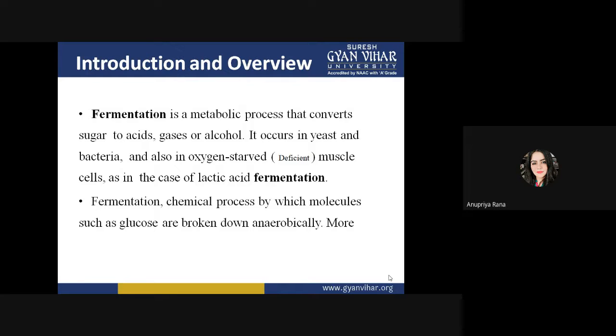Basically, we see the location of the fermentation process. This process can happen inside microorganisms like yeast and bacteria, and also in oxygen-starved muscle cells, as in lactic acid fermentation. Lactic acid fermentation is a type of fermentation that is done in anaerobic, or oxygen-starved, conditions. Fermentation is a chemical process by which molecules such as glucose are broken down anaerobically. Normally, glucose breakdown happens in aerobic conditions, but for fermentation the breakdown of sugar most of the time should happen anaerobically.